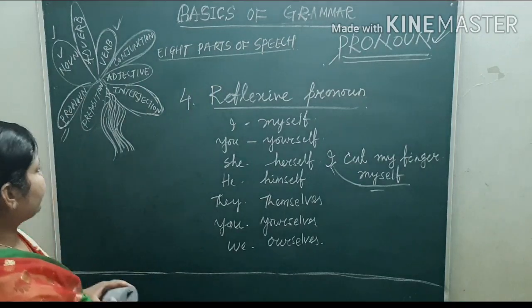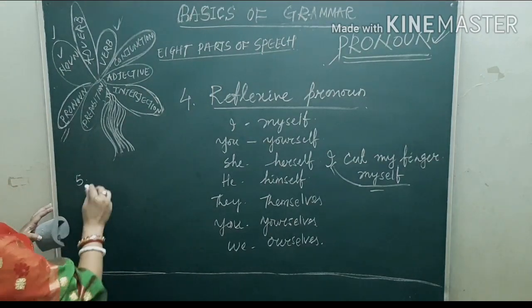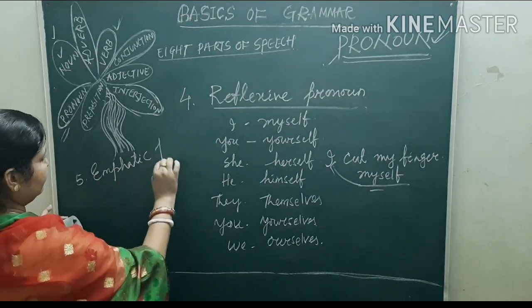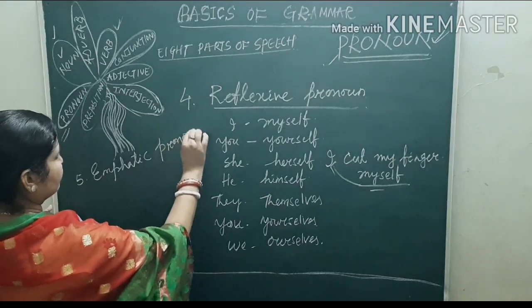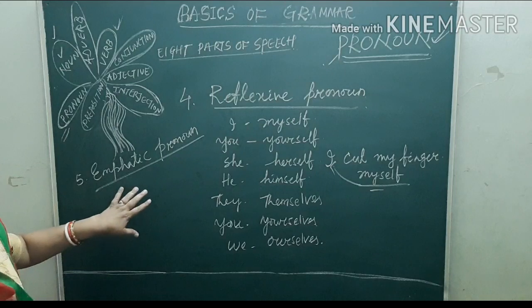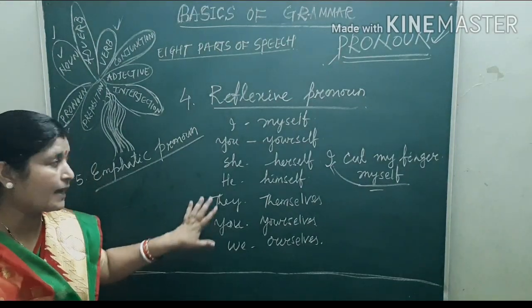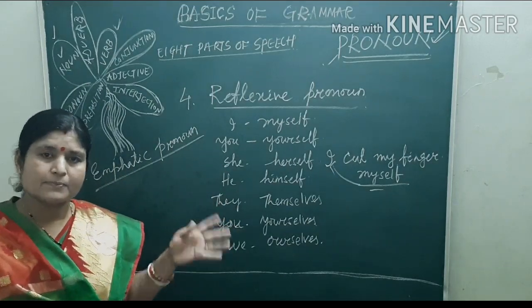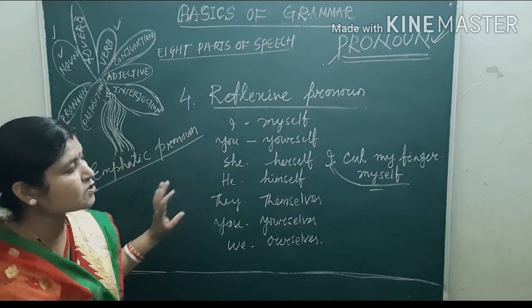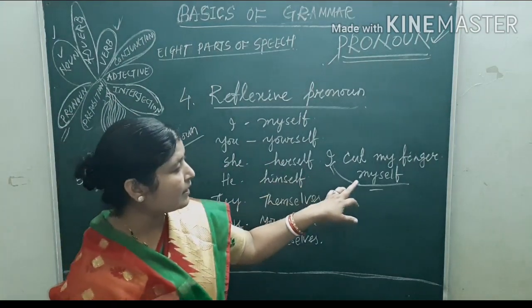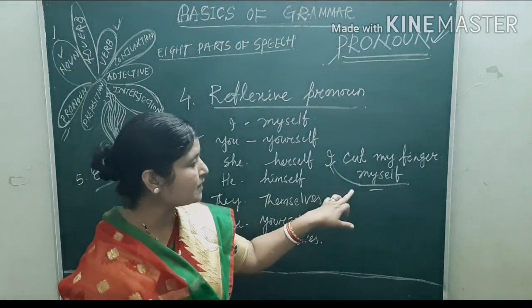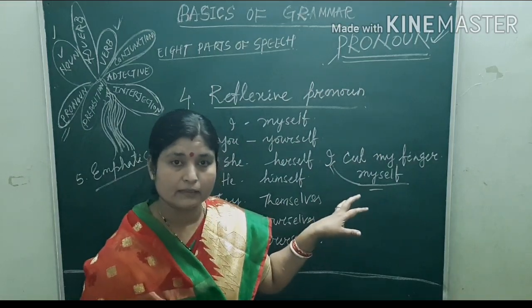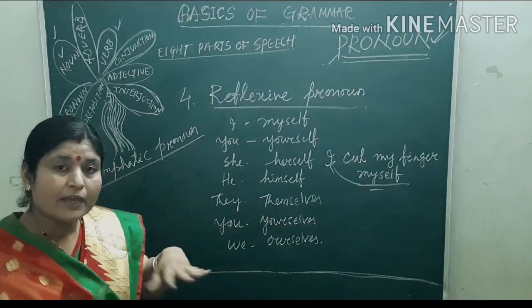But here, children, when I talk about the emphatic pronoun, which is number 5, the formation of emphatic pronoun is also the same. Like I, myself, you, yourself, he, himself, she, herself, it, itself, they, themselves, the same. But what is the difference between these two? Here, you are giving the reflection of the noun. So, you are using this reflexive pronoun at the last. But when we are making the emphatic pronoun, the way is different.